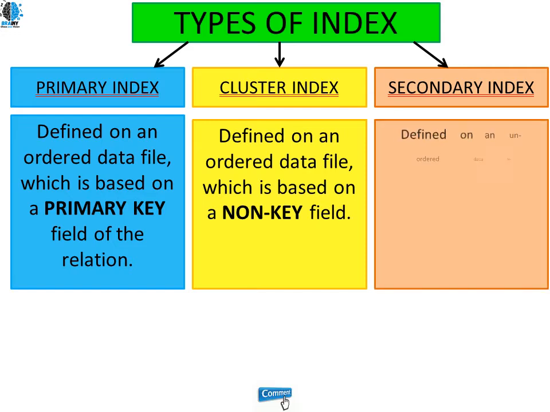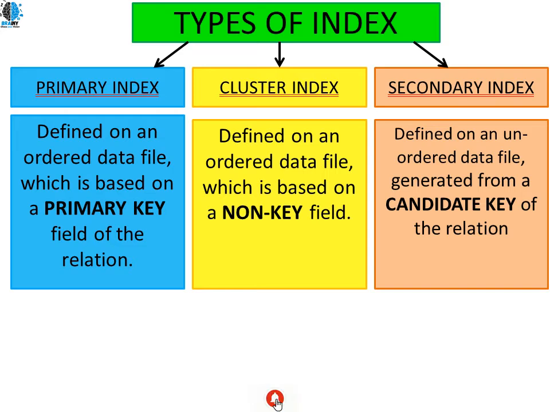Next we have the secondary. What is secondary? Secondary will be on unordered files, and it is generated from the candidate key of the relation. Sometimes we will have a candidate key, sometimes we don't have a key at all in secondary. So secondary index will take more time compared to cluster.